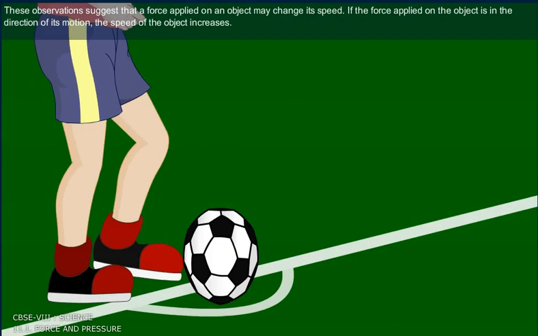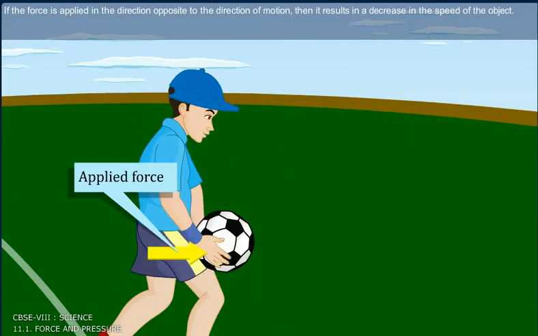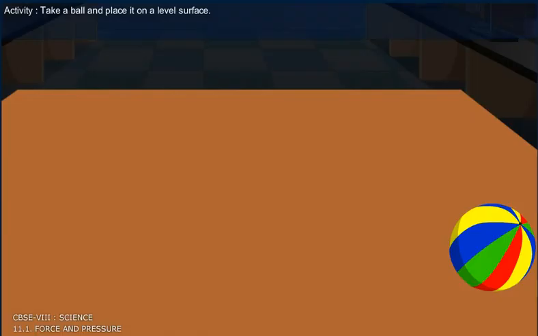These observations suggest that a force applied on an object may change its speed. If the force applied on the object is in the direction of its motion, the speed of the object increases. If the force is applied in the direction opposite to the direction of the motion, then it results in a decrease in the speed of the object.